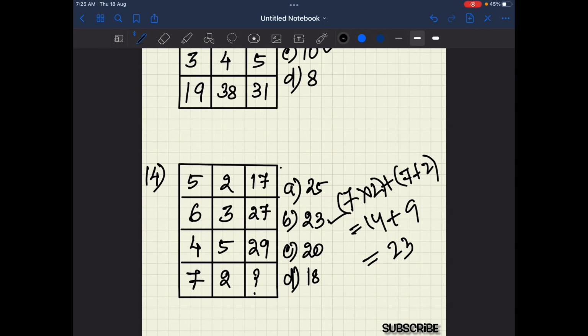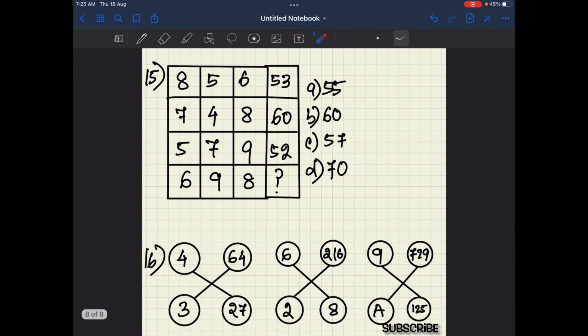So in this question, it is column 1 into column 2 plus column 1 plus column 2. This operation is going on. Now coming to this type of question, it is 4 columns and 4 rows. We have to see how we are getting 53, 60 and 52 by doing some operations on these elements. Let's check it out.